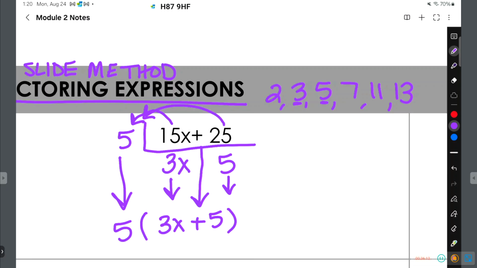Ta-da! And if you check it, using the distributive property, what's 5 times 3? 15. And then what's 5 times 5? 25. Isn't that what we started with? Yes, ma'am. Then that means we did it correctly.